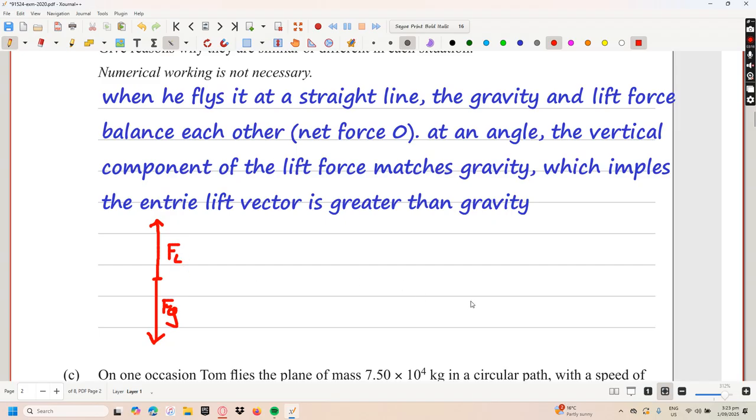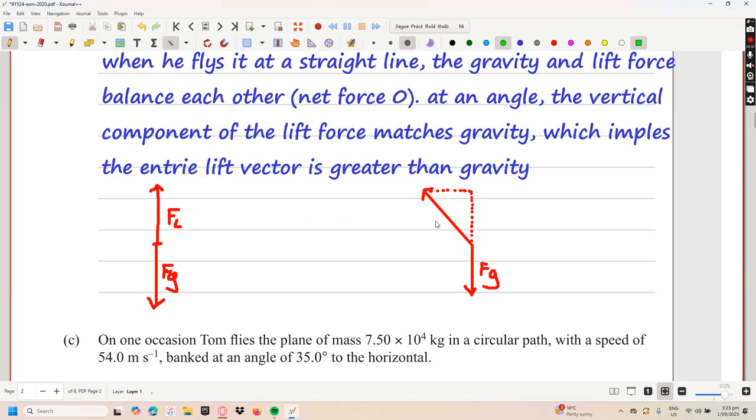but now it's the same Fg vector, but now the vertical bit of Fl has to be the same because the plane's not moving up and down, so the vertical forces have to be balanced. However, it's going out this side. When you think about Pythagoras' theorem, this hypotenuse will definitely be bigger. The lift has to be bigger than the gravity force.